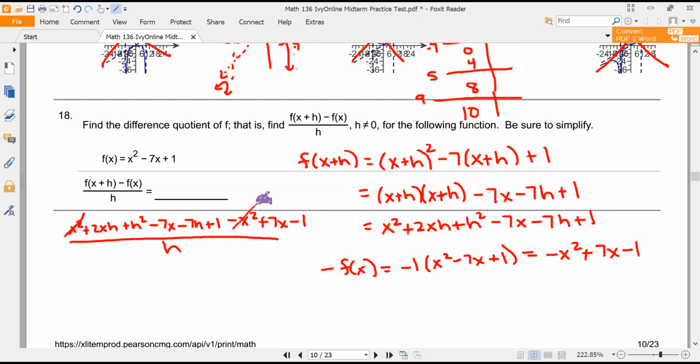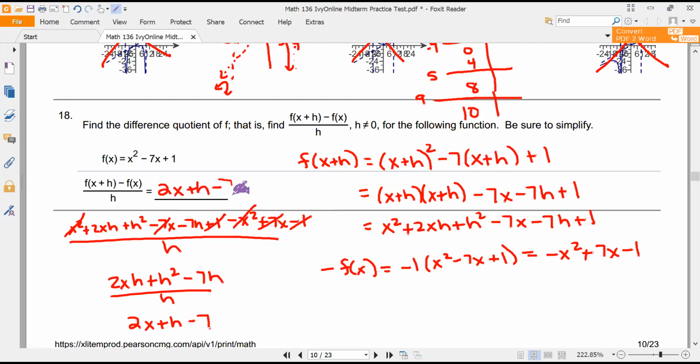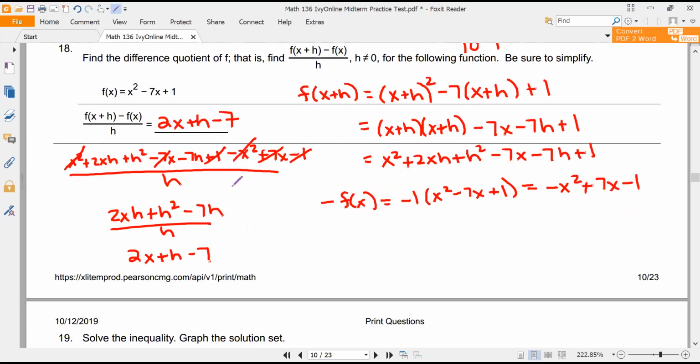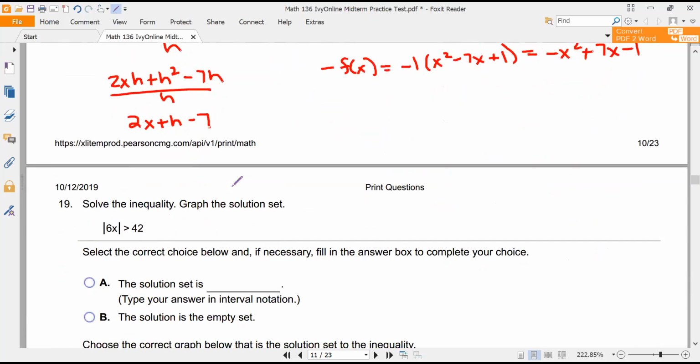X squareds are going to cancel out, 7x's are going to cancel out, and the 1 and negative 1 cancel out. So that leaves me with 2xh plus h squared minus 7h. Everything on top has an h, so we can divide it out by 1 on each one. So my final answer is 2x plus h minus 7. And if you're going on to calculus, this will be an important skill, the difference quotient.